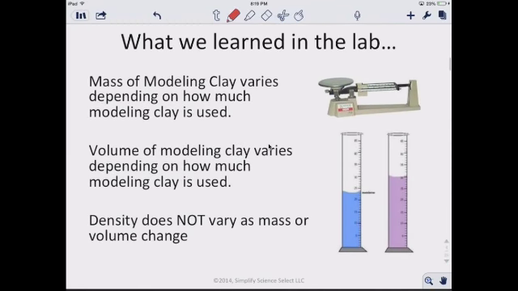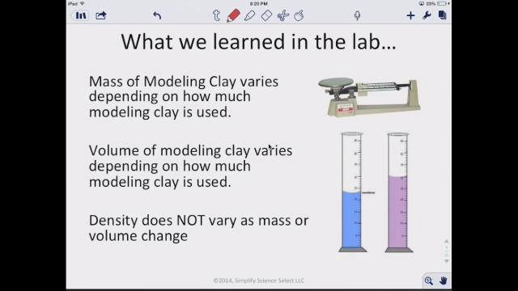Now, what we can learn from the lab: the mass of the modeling clay varies depending on how much modeling clay was used. Not every single person made the exact same size of shape with the modeling clay. Some were a little bit different when you found the mass of it. The volume varies as well. If you used a lot, you have more volume. If you used a little, you had less volume. And the same thing with the mass.